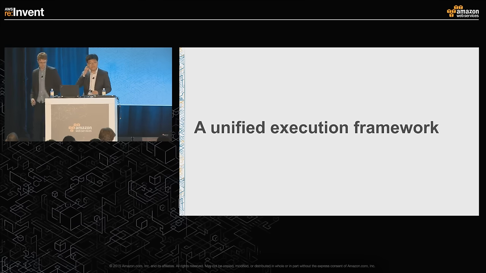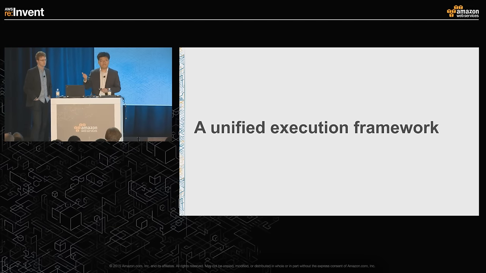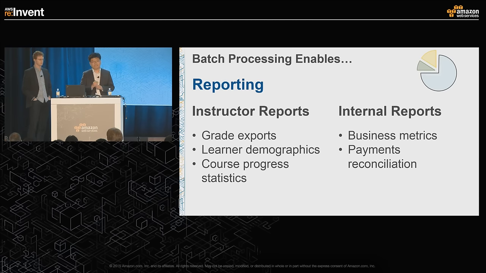So what does a unified execution framework entail? Three things: batch processing, scheduled processing, and nearline processing. I'll go over each of them in turn. So what does batch processing enable us to do? As Brennan said, in return for putting courses on our platform, one of the things instructors want from us are reports. Grade exports, learner demographics, and course progress statistics are just three examples.